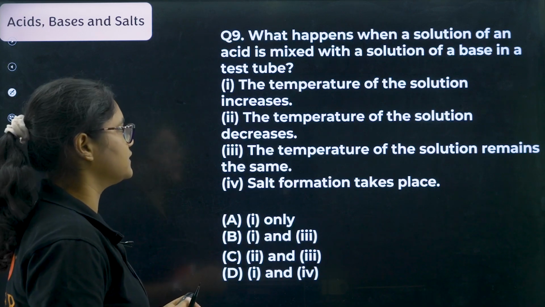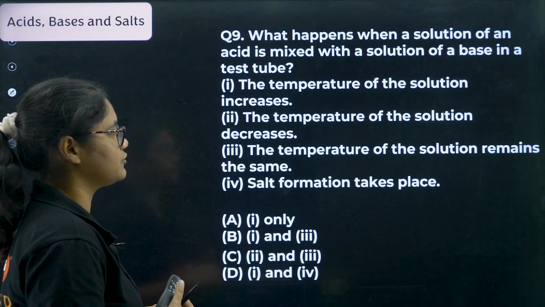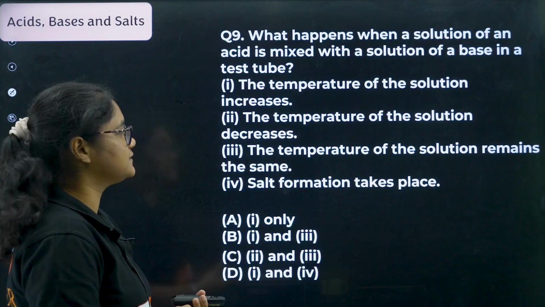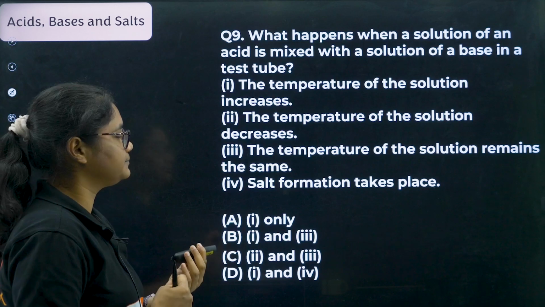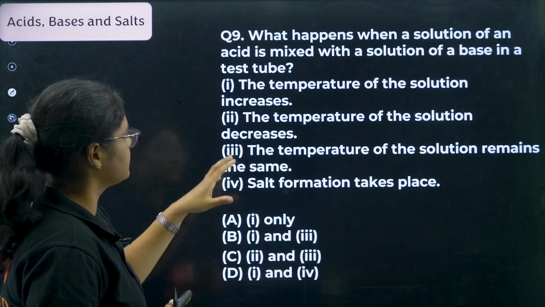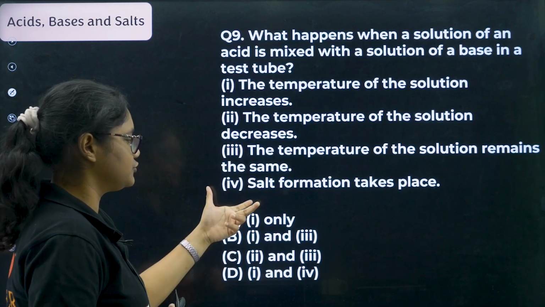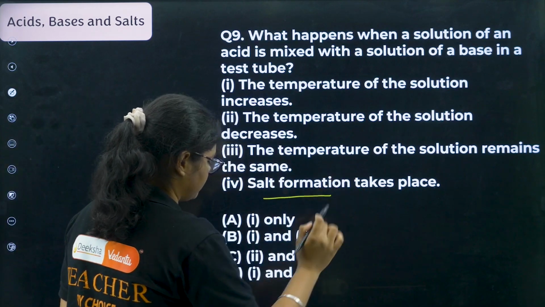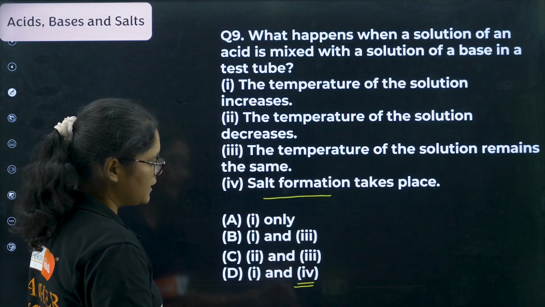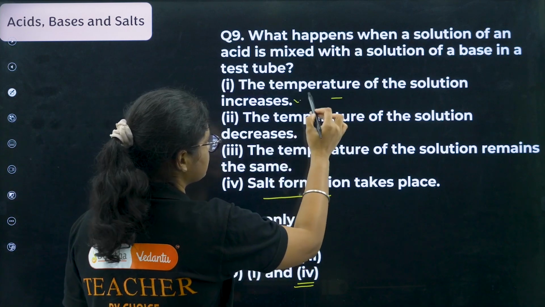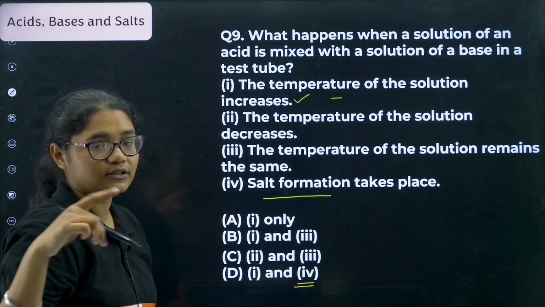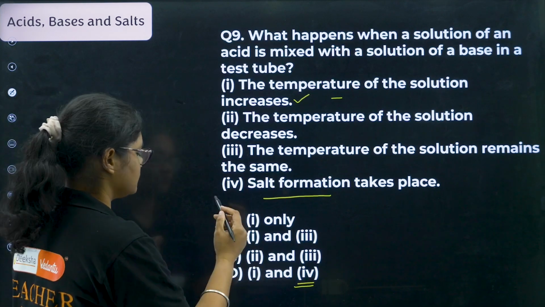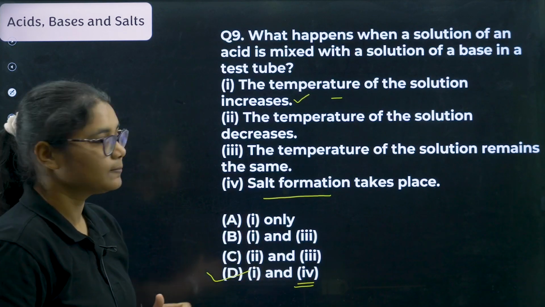What happens when a solution of an acid is mixed with a solution of base in a test tube? Temperature of the solution increases, yes, this is an exothermic reaction; the temperature of the solution decreases; temperature of the solution remains same; salt formation takes place. We know that salt formation will definitely take place, so 4 will be there, right? The temperature of the solution also increases because this is an exothermic reaction, heat will be released, so definitely the temperature will increase. So 1 and 4, option number D here.